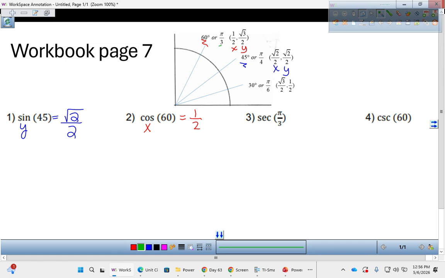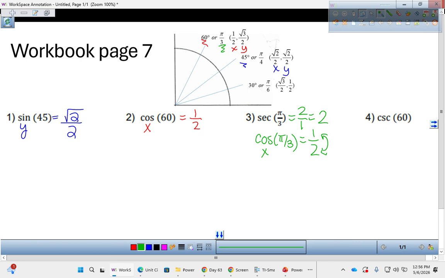Secant of pi over 3. So I'm going to go to pi over 3. Well, secant goes with cosine, so let's think about what the cosine of pi over 3 is first. What is the x value at pi over 3? Well, the x value at pi over 3 is 1/2. So to get the secant of that, I'm going to need to flip this fraction. So it's 2 over 1, and then that's 2. So the secant of pi over 3 is 2.